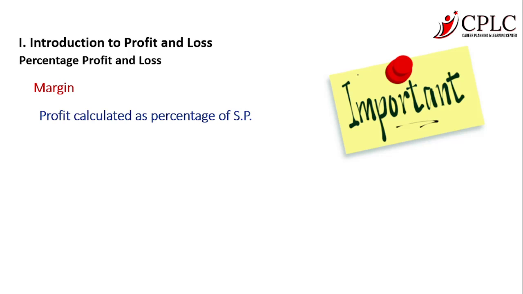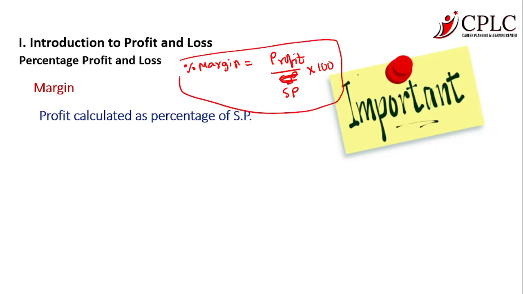So this means we can create a formula for margin percentage actually. We can say that percentage margin will be profit upon selling price into 100. So this can be your formula for margin percentage, if you can understand that.